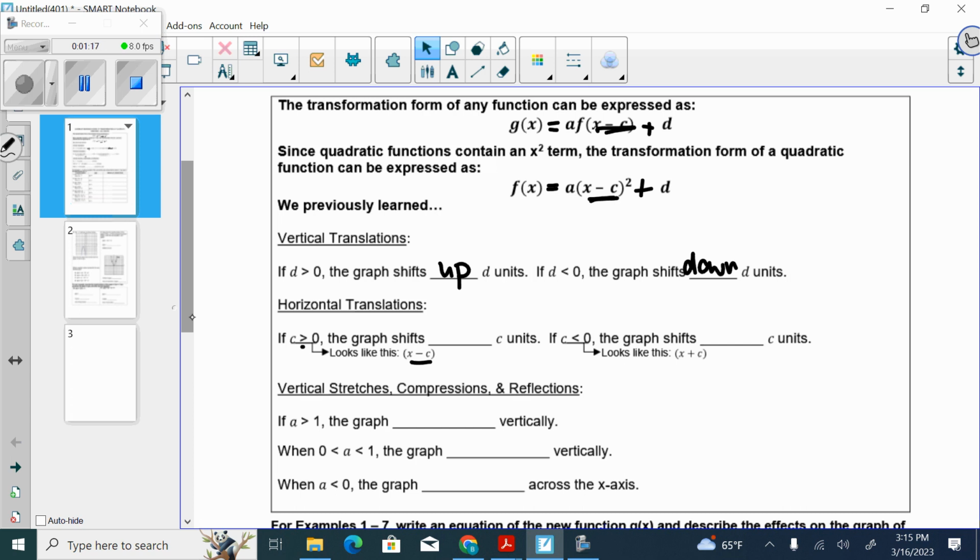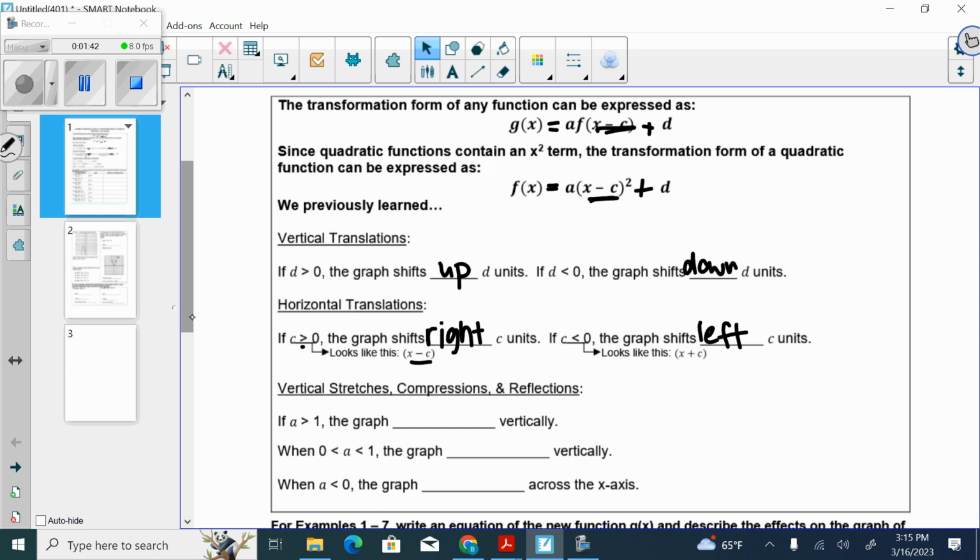So it says x minus c in the parenthesis. So where is that going to move me? X minus c. To the right. Good. Opposite of where we think it would go. We would think minus means to the left, but it actually means to the right. And then x plus c means we're moving to the left.